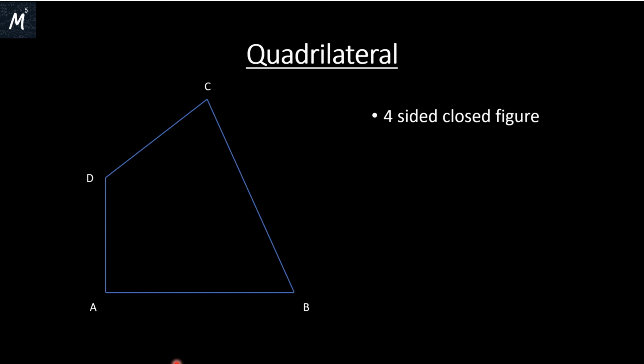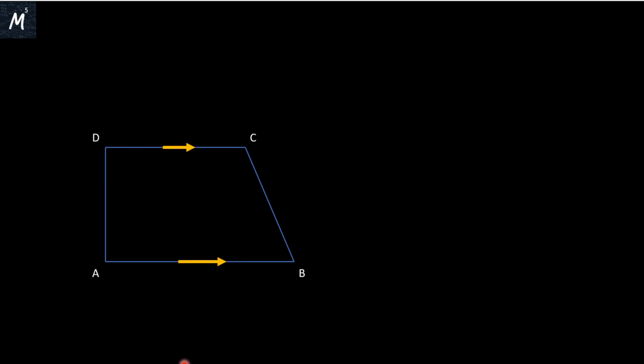Today we will learn about different types of quadrilaterals. As we all know, a quadrilateral is a four-sided closed figure. So in this quadrilateral ABCD, I am going to make a few changes and we are going to discover different types of quadrilaterals. Let us first make DC parallel to AB and we'll get a different kind of quadrilateral.